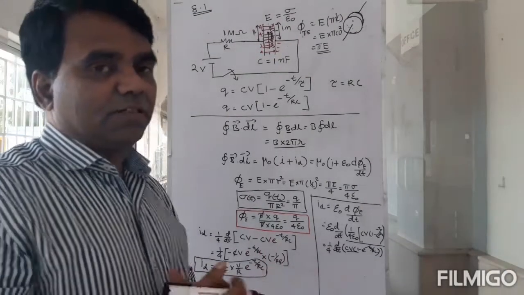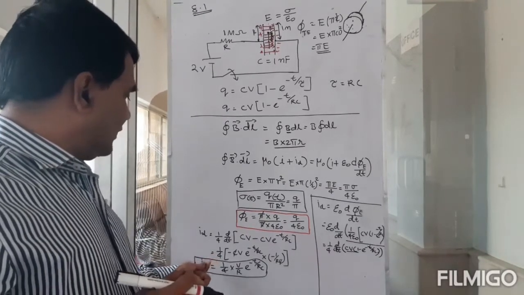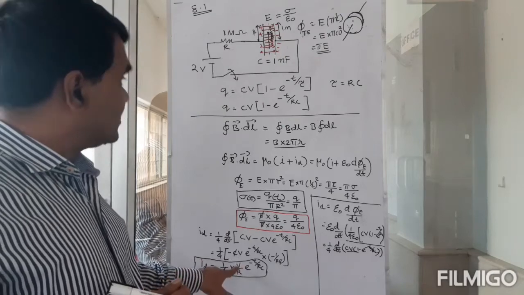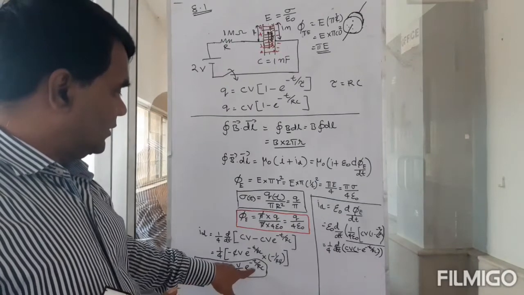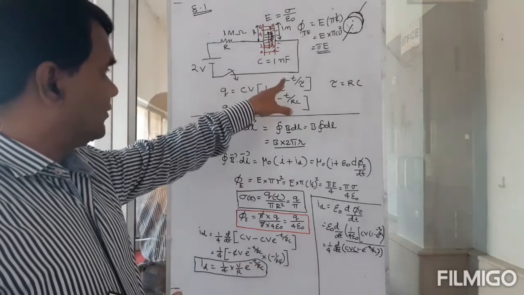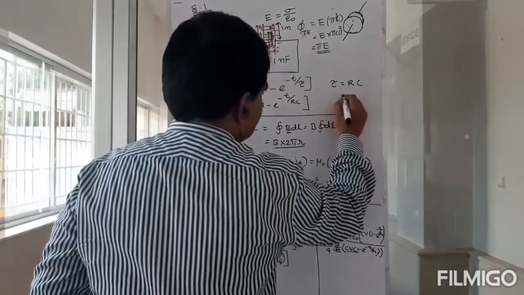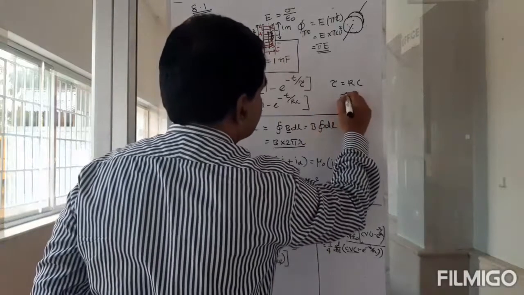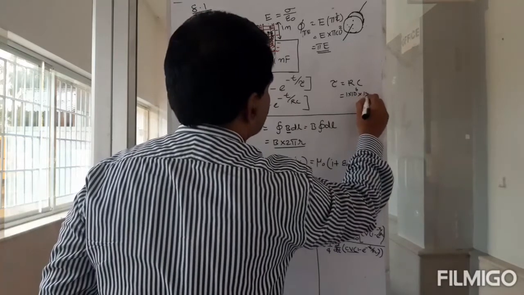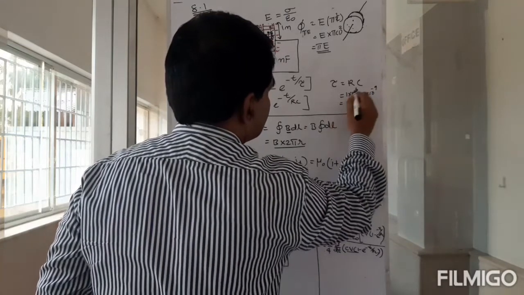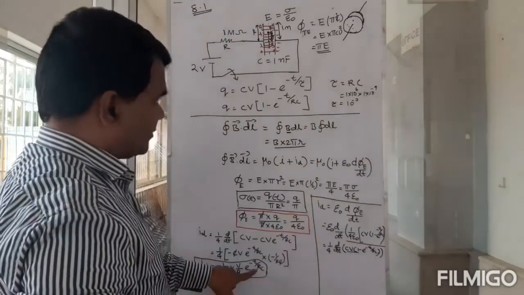Okay, this is my displacement current. Now I know V is 2, R is 1 megaohm, and there is an e to the power minus t term. Let's see the RC value. R is 1 into 10 power 6, and C is 1 into 10 power minus 9, and that gives you 10 power minus 3. The RC value is 10 power minus 3.